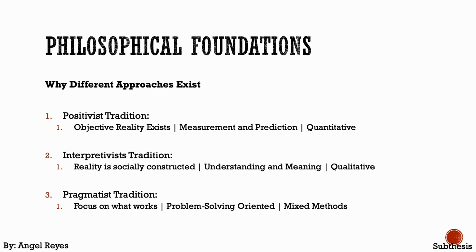The philosophical foundations underlying these approaches are important to understand because they shape everything from research questions to analytical interpretations. The positivist tradition, which underlies most quantitative research, assumes that objective reality exists independently of our observations. In this view, the goal of analysis is to discover universal laws and patterns. Positivists value measurement, prediction, and replication.